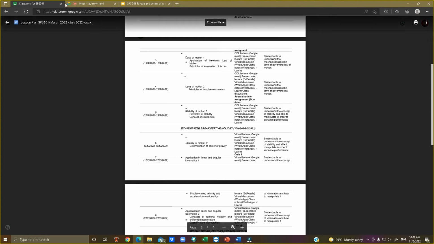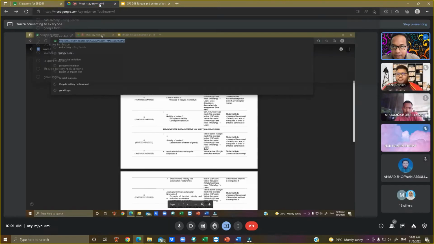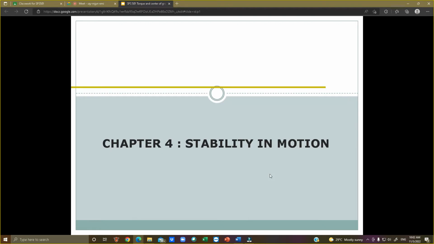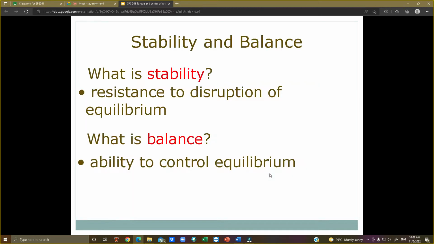Okay, so let's get back to our notes. Alright, so these are the notes that we are going to use today. Yes, stability in motion. The topic is still stability in motion. We try to have a fluent execution of motion, and in order to get a fluent execution we need to have stability in the motion itself. So nanti kita tengok apa maksud stability ni, okay?